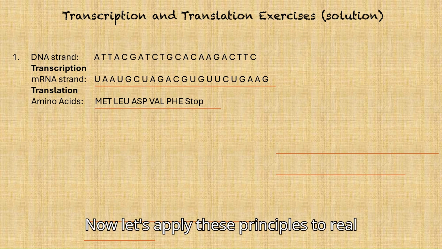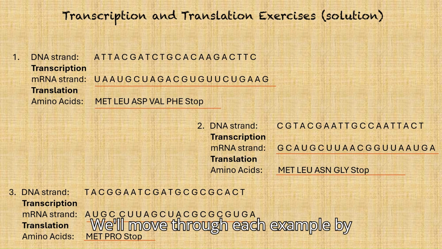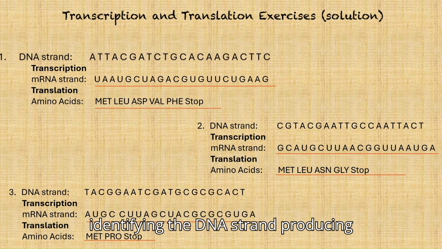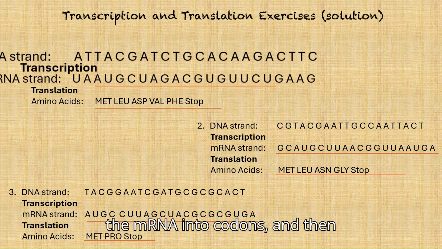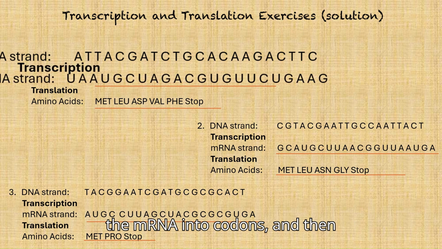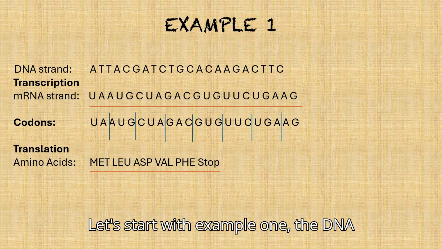Now let's apply these principles to real transcription and translation exercises. We'll move through each example by identifying the DNA strand, producing the mRNA through transcription, dividing the mRNA into codons, and then translating each codon into its amino acid. Let's start with example 1.